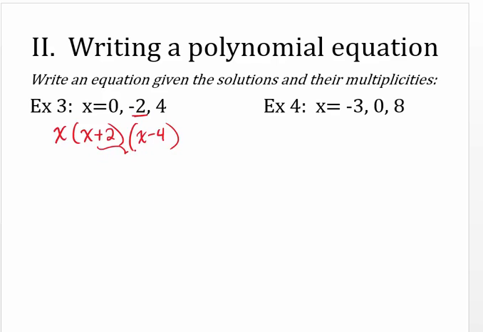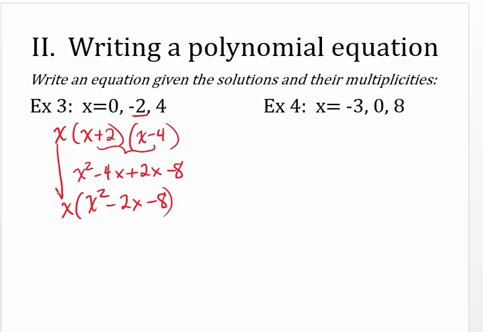So I would multiply these two out first, okay, using box or FOIL. So I would have x squared minus 4x plus 2x minus 8, which gives me x squared minus 2x minus 8. But then I have to multiply this x by all of it. So then my final answer would be x cubed minus 2x squared minus 8x. That would be my final answer.